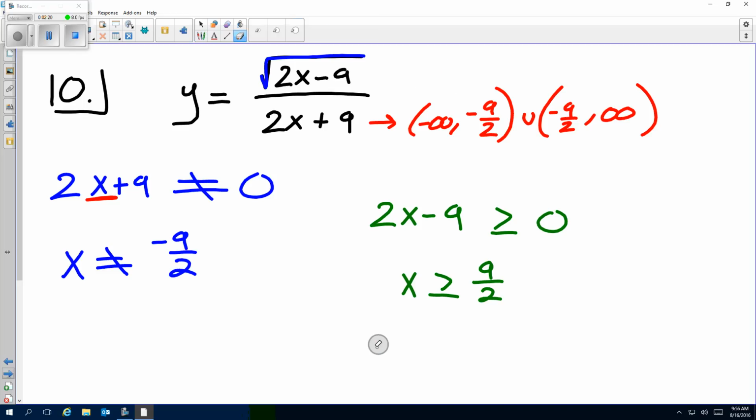I'll do it in interval notation. So that means from 9 halves to infinity. 9 halves being included, so we'll use a bracket.